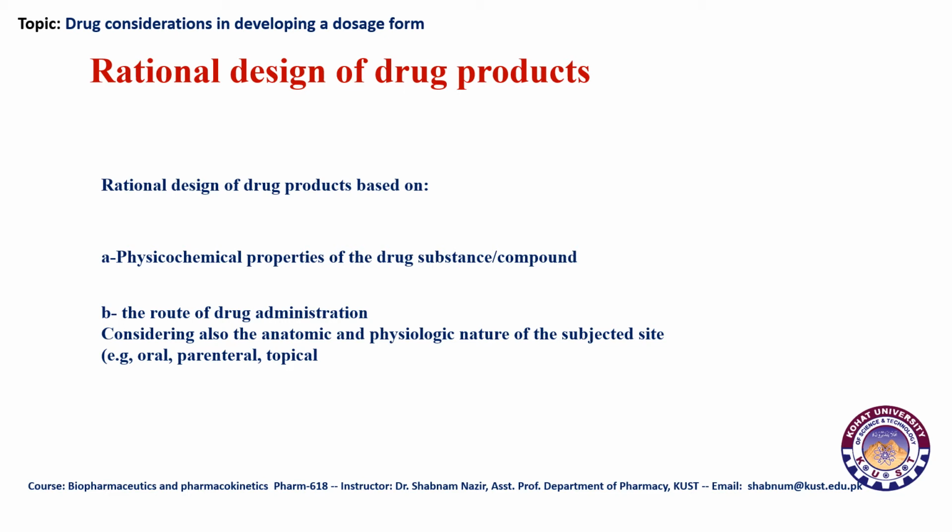So there are various factors which are considered. Whenever route of drug administration is considered, it is also very important to understand the anatomy and physiological nature of the subjected site. For example, in case of oral drug products, you know that the drug is being subjected to the gut cavity, or you can say gastrointestinal tract. And in case of parenteral, vein, artery, or muscle could be involved in case of intravenous, intra-arterial or intramuscular route. Anyways, these would be the areas, and you can understand the anatomy and physiology involved there.